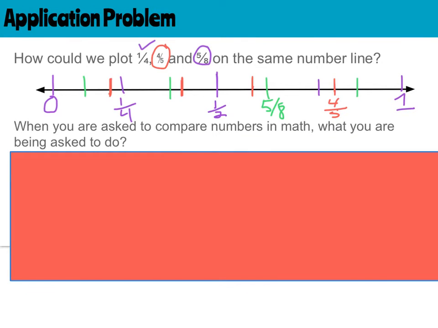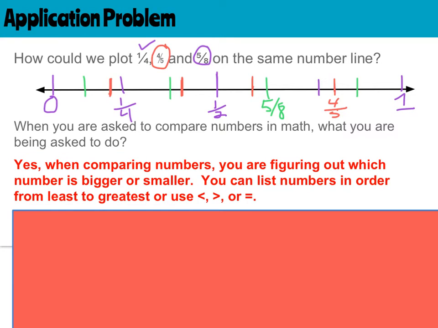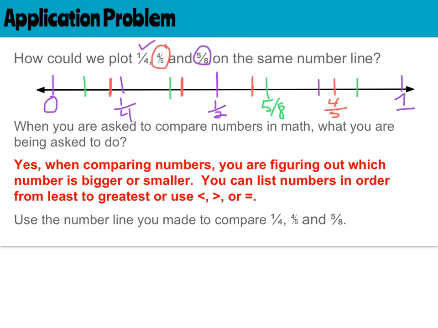So, my question to you, when you're asked to compare numbers in math, what are you being asked to do? So I want you to pause the video and think about that. Hopefully, you remembered that when comparing numbers in math, you're trying to figure out which number is bigger or smaller. You can list the numbers in order from least to greatest, or another great way to compare numbers is using the less than, greater than, or equal to symbol. Let's use the number line we made to compare 1/4, 4/5, and 5/8.